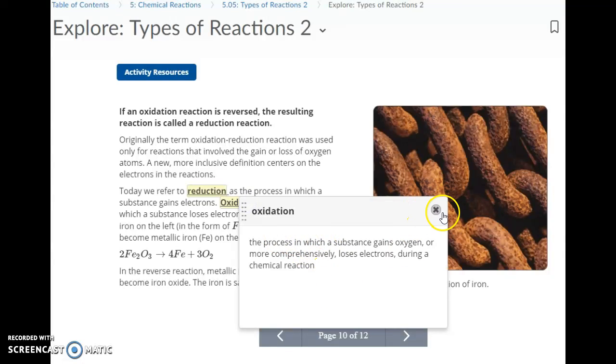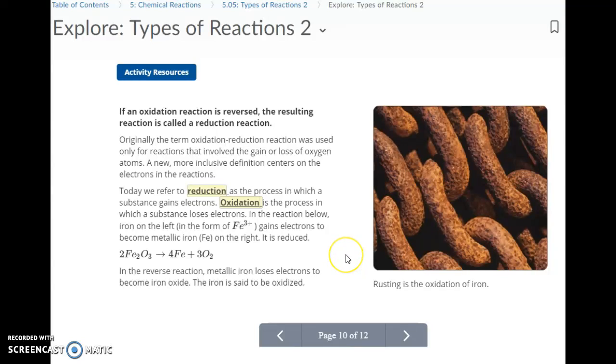So again, add it to your notes. The process in which a substance gains oxygen, or more comprehensively, loses electrons during a chemical reaction. Oxidation is the process in which a substance loses electrons.